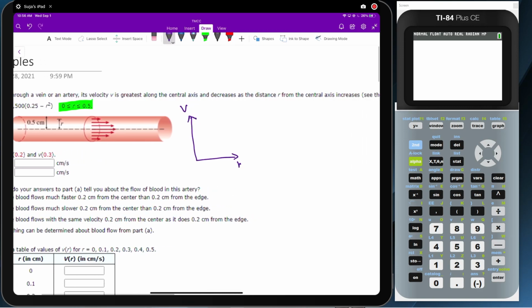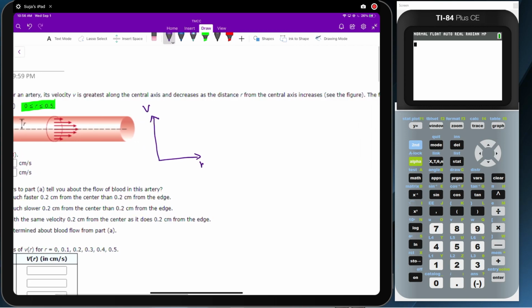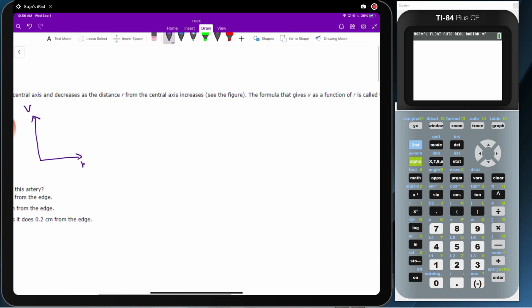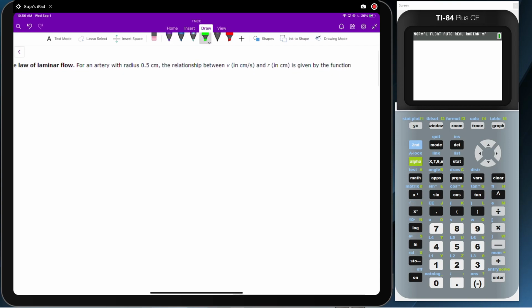The information given here is the velocity is greater along the central axis and decreases as the distance r from the central axis increases. And the formula is given to you, and the radius of the artery in this information is 0.5 centimeter. Velocity is in centimeter per second, and radius is in centimeter. Those are the units that I have to keep in mind when I finish my problems.